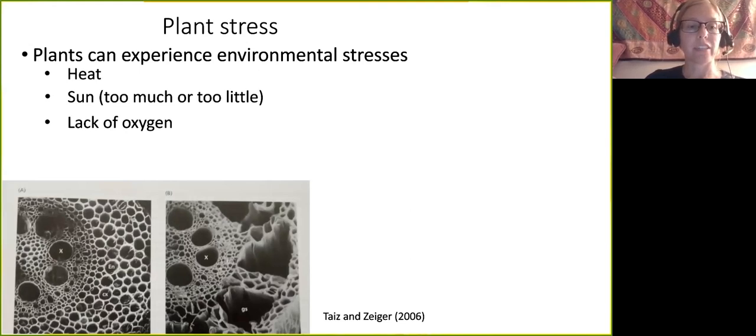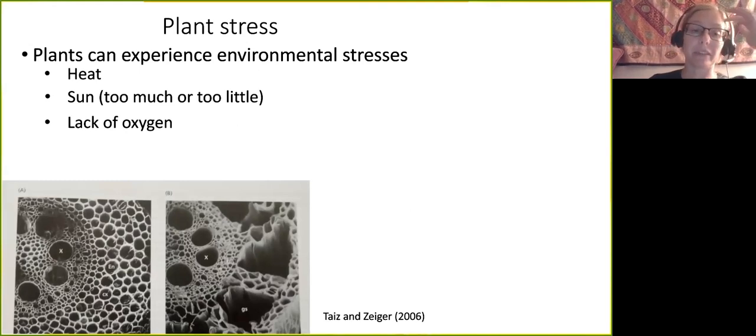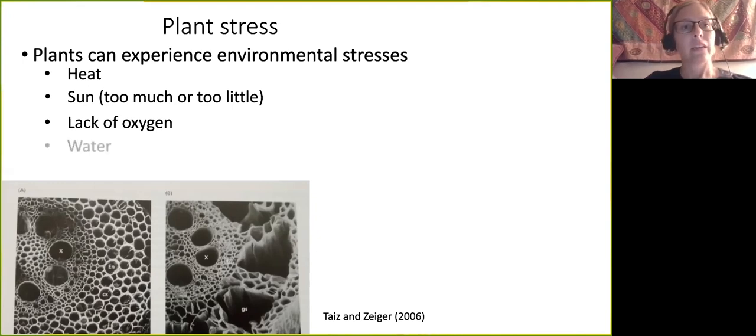So here's a picture from Taiz and Zeiger's plant physiology textbook, and it is showing a picture on the left that shows a plant that has been receiving oxygen at normal levels. On the right is one where it has been receiving too little oxygen, and you can just tell the radical difference in the physiological nature of the plant in those.